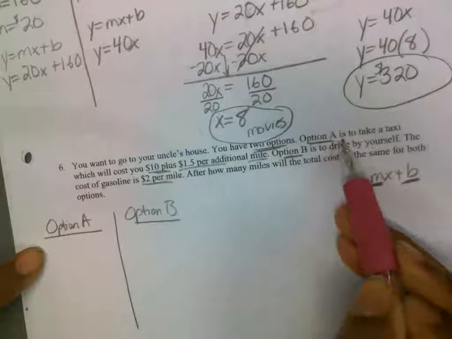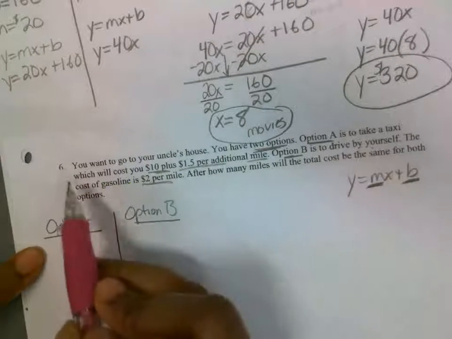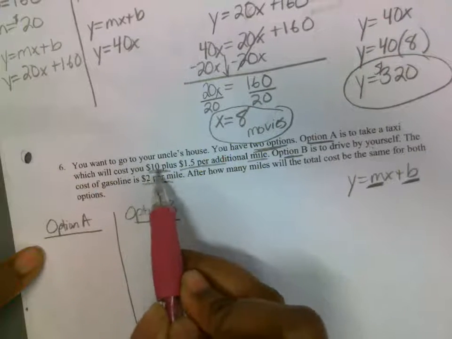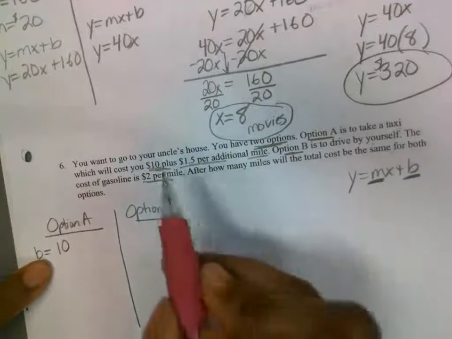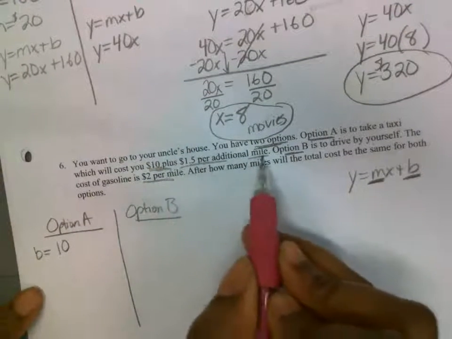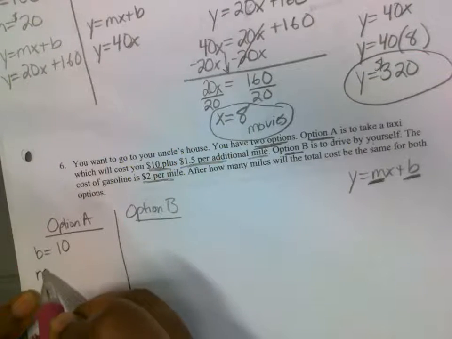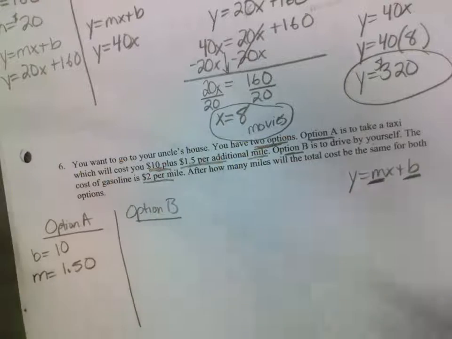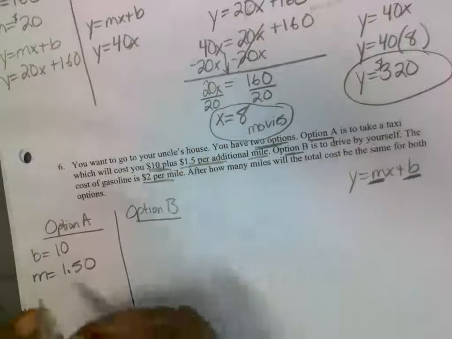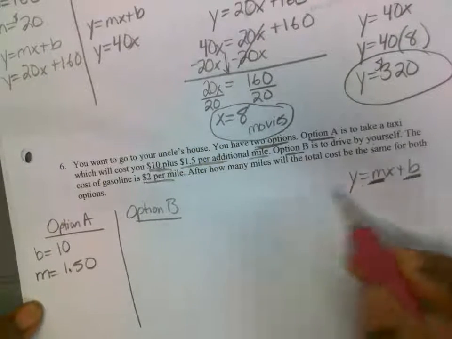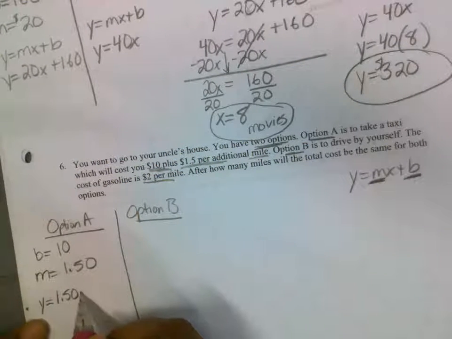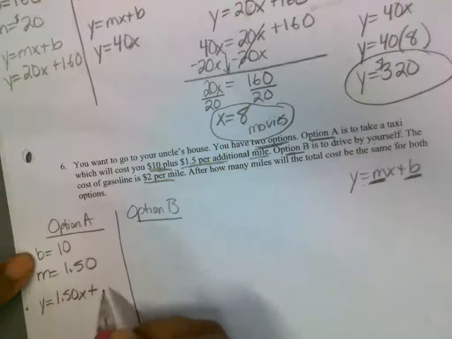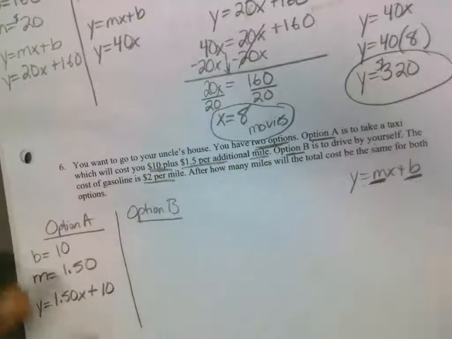So when you write an equation in slope-intercept form, you look for the rate and the starting amount. When I read option A, it tells me option A is to take a taxi, which will cost you $10. So you automatically have to pay the $10. That's the starting amount. Plus $1.50 for every mile. This is my rate. So m is $1.50 because that's how much it increases for every single mile. So my equation in slope-intercept form is y equals 1.50x, where 1.50 is m, plus my b, which is 10. So this is the first equation for the system.